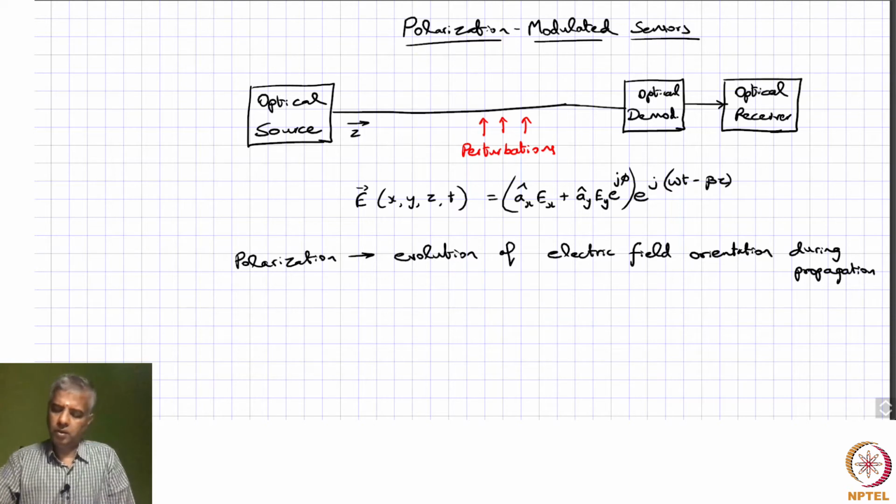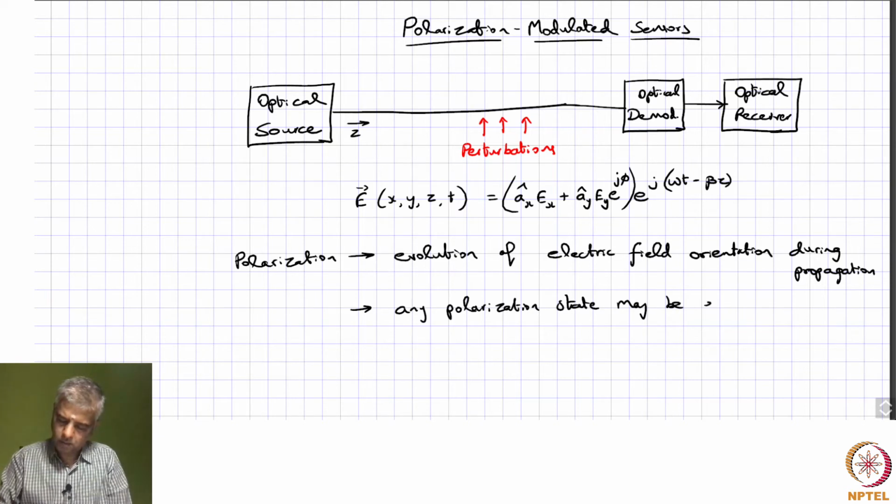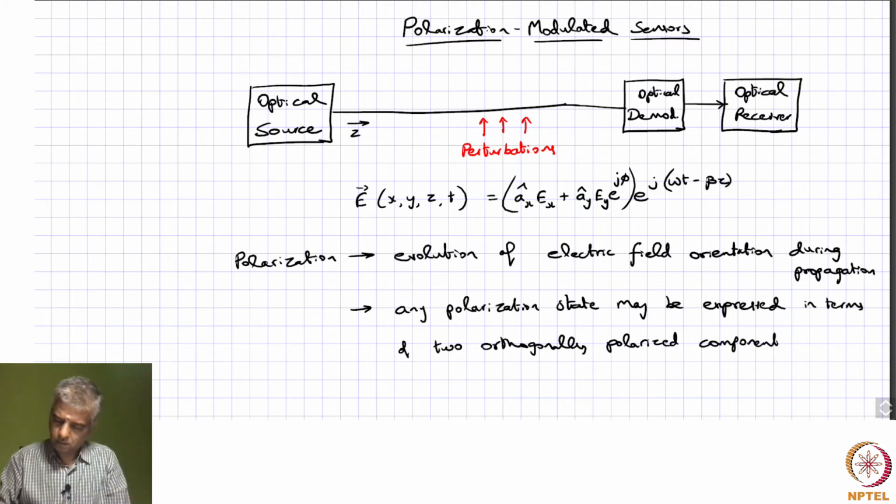so the key thought that we are going to rely on, and this is something that is probably inherent in the way we have expressed, is the fact that any polarization state may be expressed in terms of two orthogonally polarized components, right?